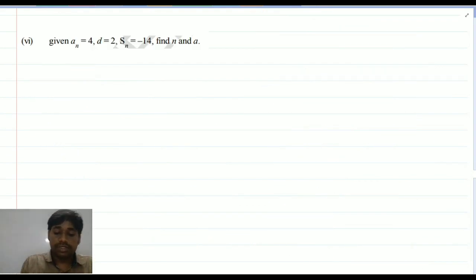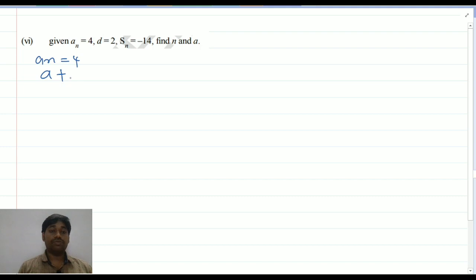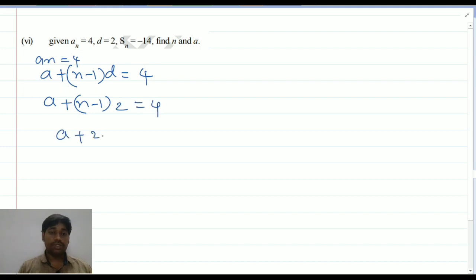Done. Next. Here the question: an is equal to 4, d is equal to 2, Sn is equal to minus 14. Then the first term a we have to calculate. So an is equal to 4, they were given. Then a plus n minus 1 into d is equal to 4. So a plus n minus 1 into d, with d given as 2, is equal to 4, that is a plus 2n minus 2 is equal to 4.